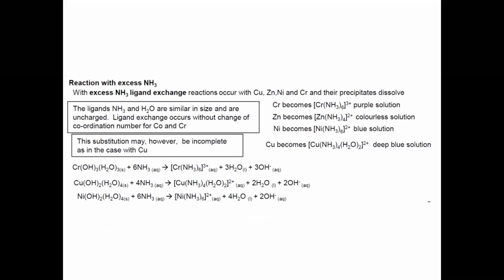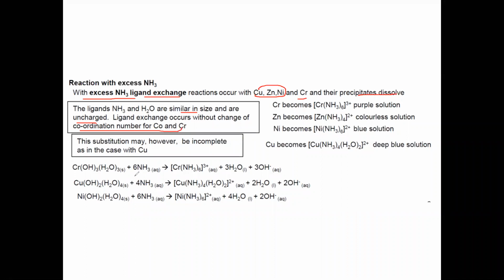I'll quickly go through. This part is mainly related to memorization. So with excess aqueous ammonia, a ligand exchange reaction occurs with zinc, copper, nickel, and chromium, and their precipitates dissolve. The ligands NH3 and H2O have a similar size and are uncharged. So ligand exchange occurs without changing the coordination number for cobalt and chromium.